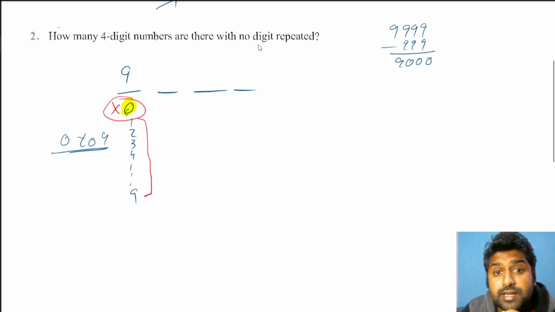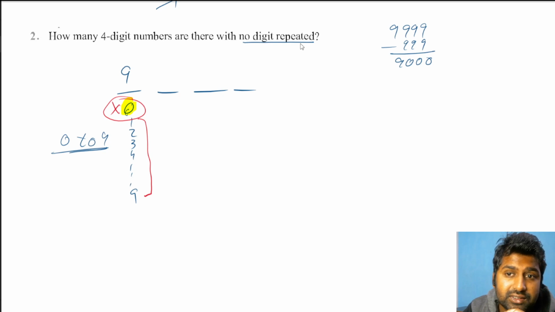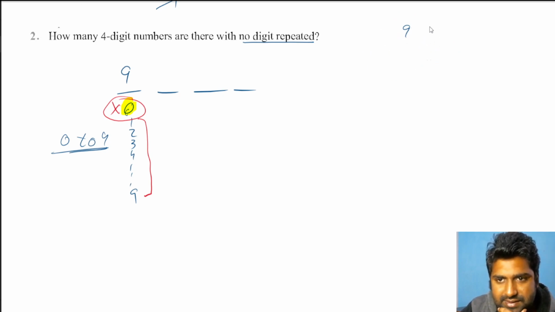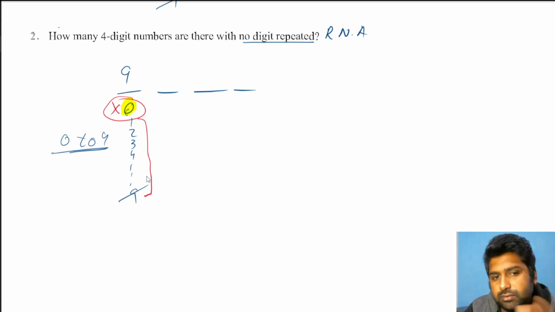Oh, the question is saying no digit being repeated. That means this answer is incorrect, because I was thinking the question is asking only for a 4-digit number. Since the digits are not being repeated, this cannot be the answer. So we'll derive this again. Now, repetition is not allowed, that means we have to remove the number of options.